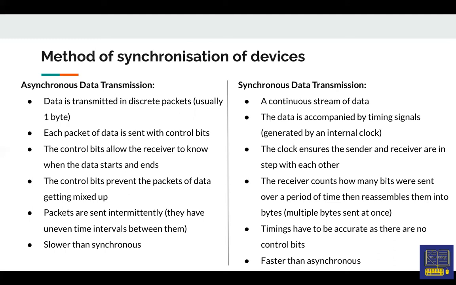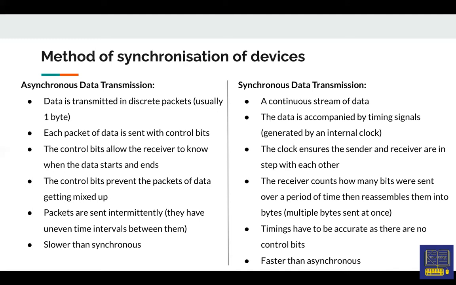All right. The thing that you need to understand is that whenever you're sending some kind of data, the receiver needs to know how to interpret the data, all right? And that is what these control bits will be telling the receiver. So it just prevents the data packets from getting mixed up. And whenever we're sending these data packets, they have a time interval between them, and it's not fixed, all right?